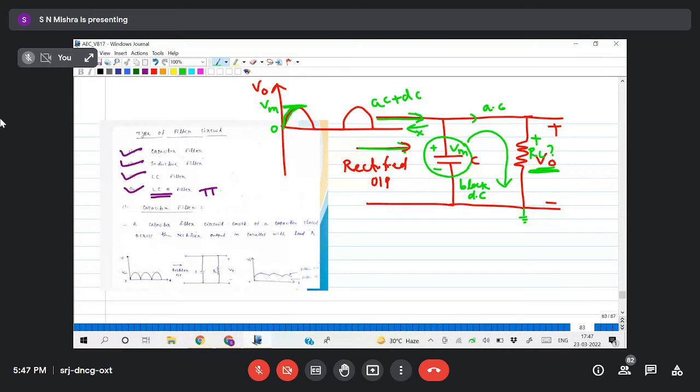So when it is discharging, it will have some time constant. The time constant is RL into C, where C is the capacitor and RL is the load resistance. And you know this load resistance value is high, that means in kilo ohm. So the time constant is also high, a large time constant. So what do you understand by time constant? Tau equals RC, you know, for an RC circuit. But what is the literal meaning? What do you understand by saying time constant?